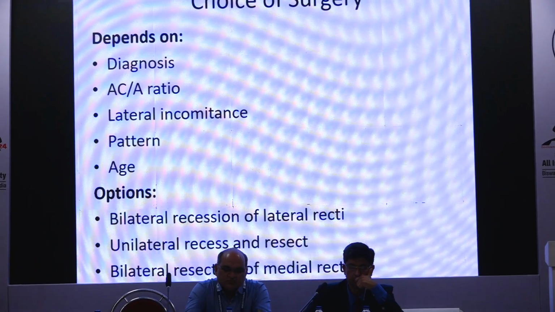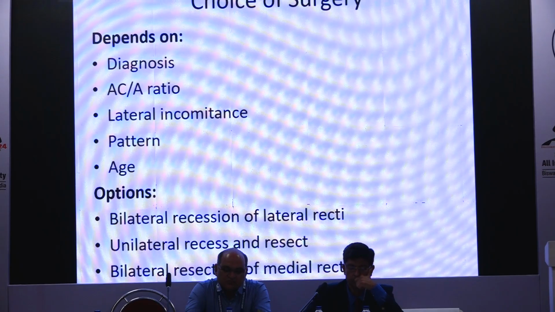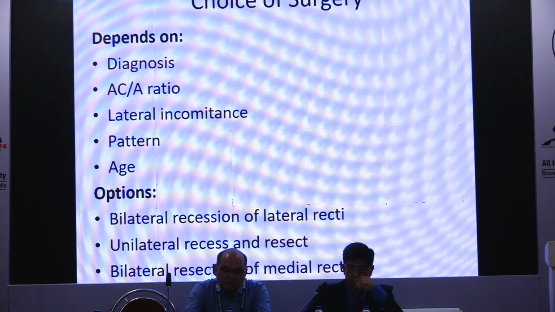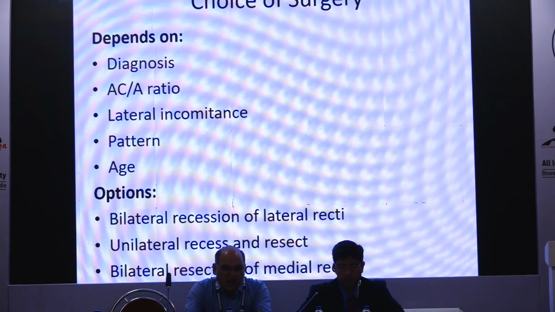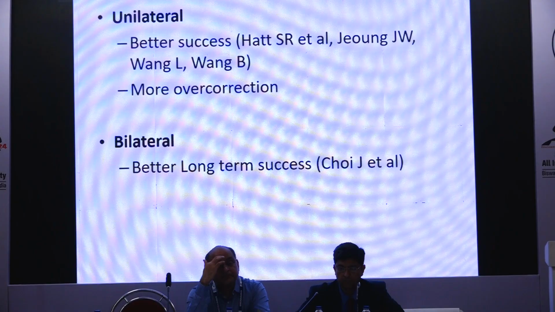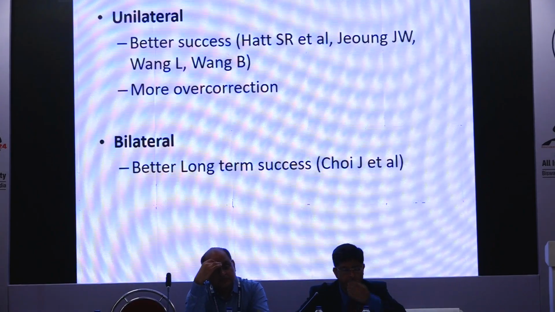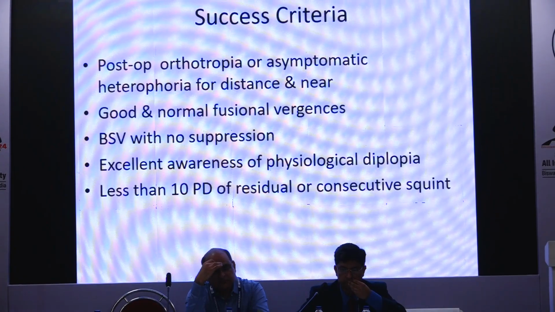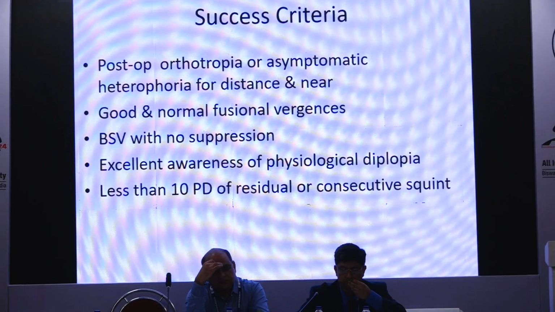Lateral incompetence is something we should check for because we need to slightly undercorrect our surgical dosage when we are doing that. And options are recessions of the lateral rectus, resections of the medial rectus, or a recession resection, and you could use either, again depending on the type of squint that there is. And unilateral versus bilateral. Unilateral, generally in adults; we are using bilateral in children because it's symmetrical, but you could choose either, and results are almost similar.